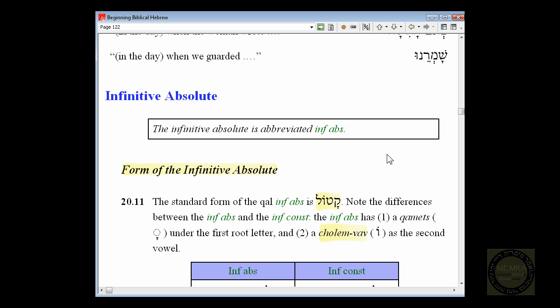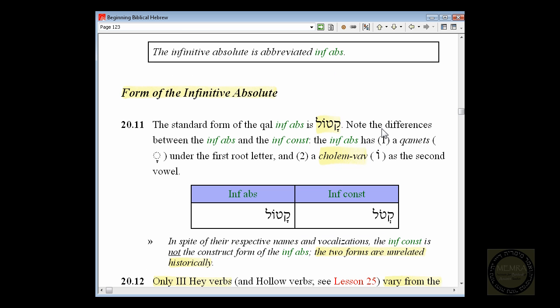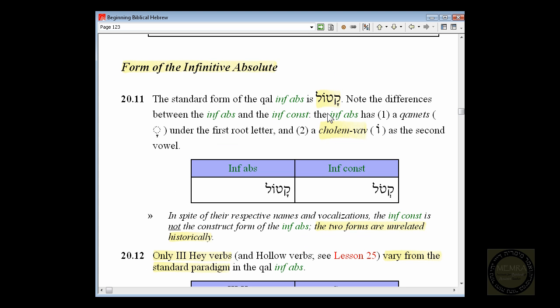Scroll down here to infinitive absolute. There's a specific form for this. It's going to be ka-tol. It's going to have a kametz and a holam vav. Okay, that's your pattern. So you go down here, infinitive construct is shva holam. Infinitive absolute will be kametz holam vav. And again, 99.9% of the time, it's going to be that full spelling, holam vav.